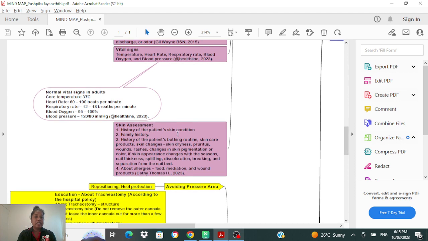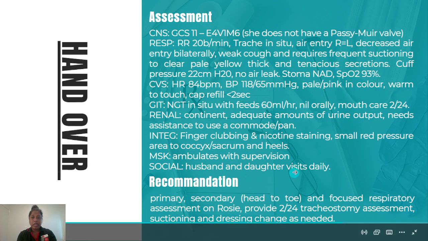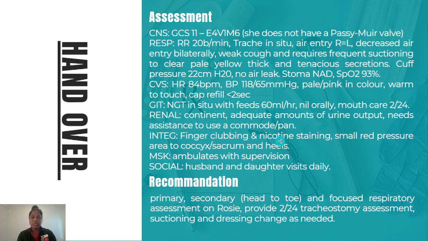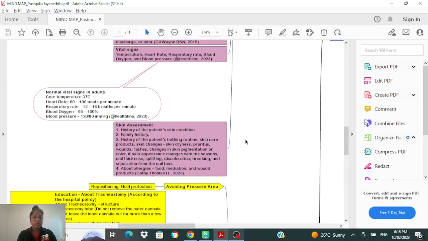And the next one is a skin assessment, because if you see here, she has a history of a small red pressure area to sacrum and heels. So for the skin assessment, just find out her history, what product she used, and her skin color, appearance, any discoloration, breaking, everything has to be documented.